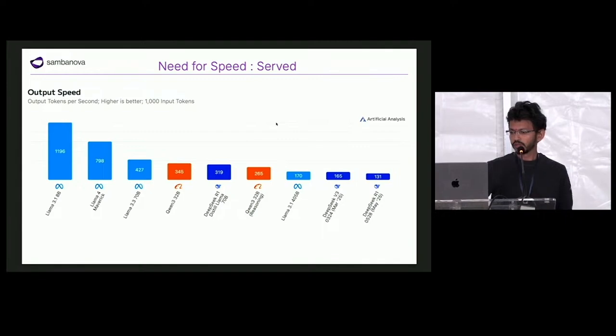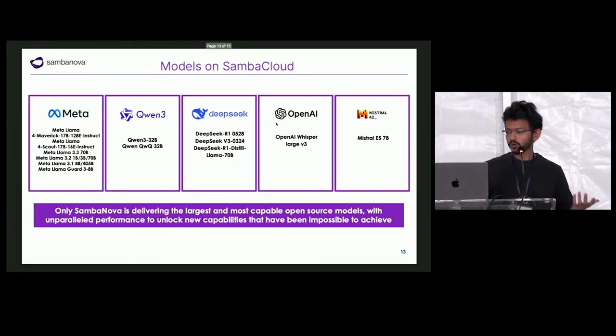For different models, this is the Artificial Analysis data. All the speeds are mentioned here, and these are the models that we are serving. So multiple models from Meta, Qwen, DeepSeek, OpenAI.